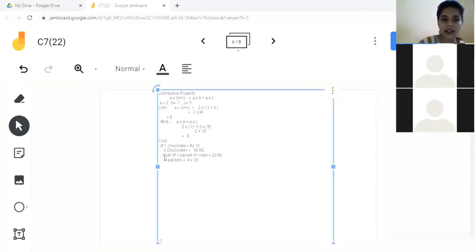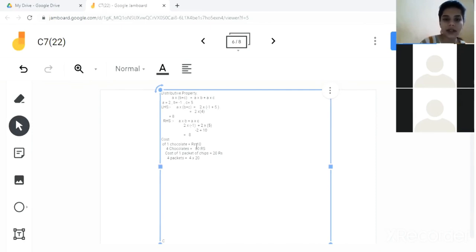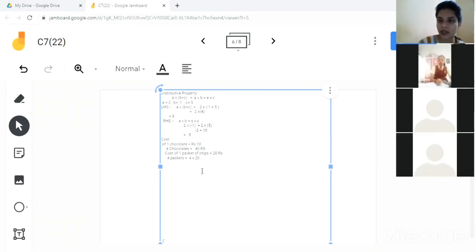Suppose you want to purchase 4 chocolates and 4 packets of chips. So you can do it in two ways. You can add both the costs, then multiply with their quantity, or you can do the separate multiplication of their costs and then add. Both the answers will be same. So this is the real life example of distributive property. Understood? Now we will apply this property to solve our problem.